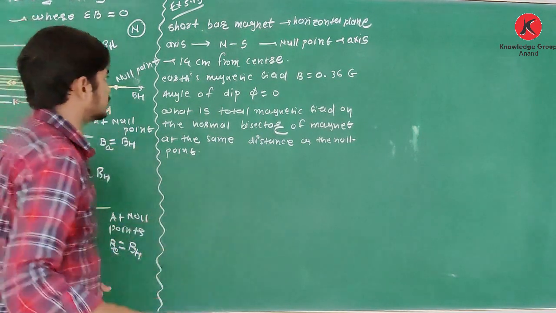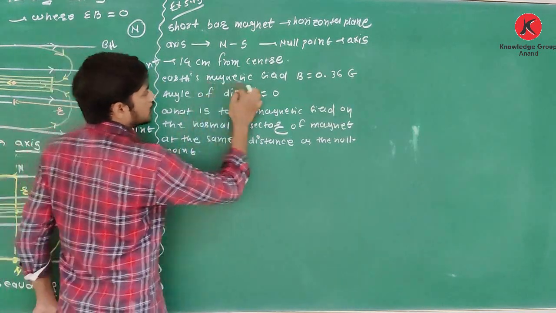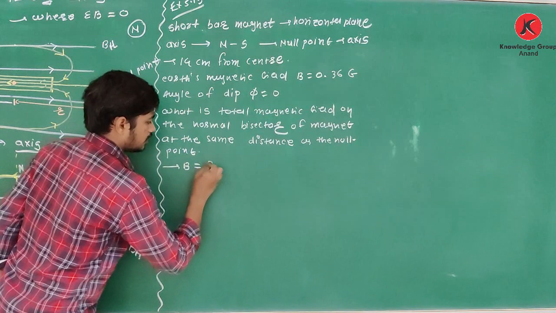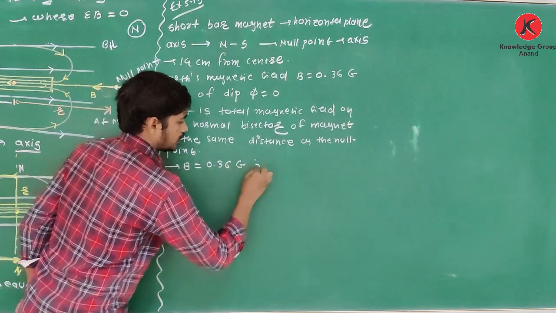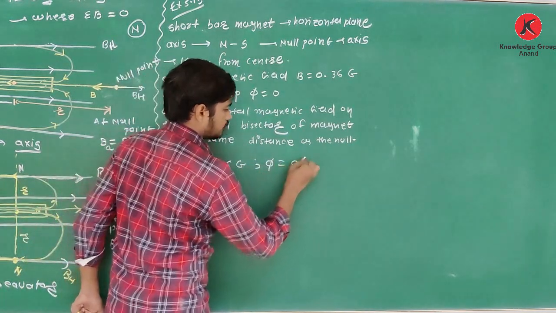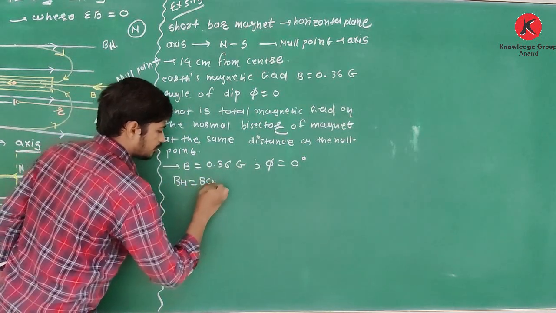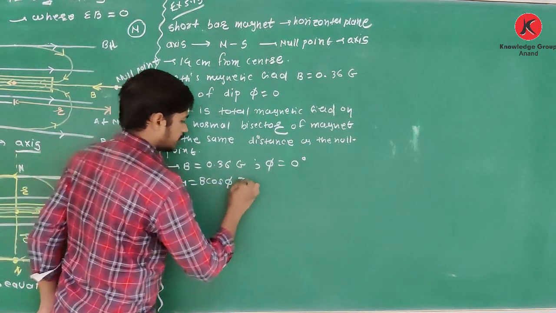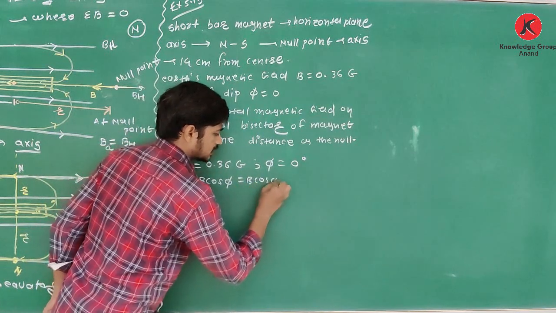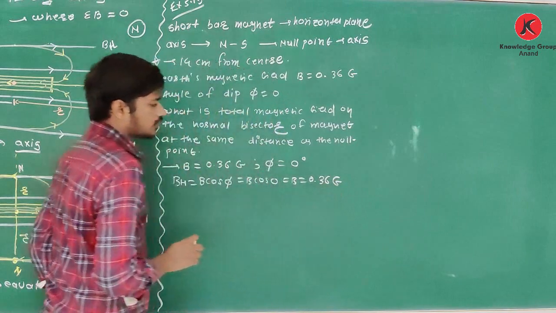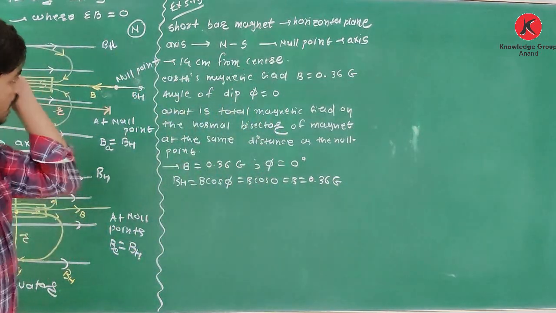Now see, understand the question. First of all, Earth's magnetic field B is equal to 0.36 Gauss, phi is equal to 0 degree. So what is BH? BH is equal to B cos phi. So it is B cos 0, which means it is B. So it is 0.36 Gauss. Yes or no? Yes it is.